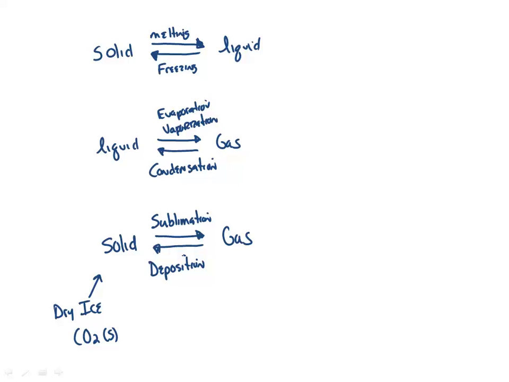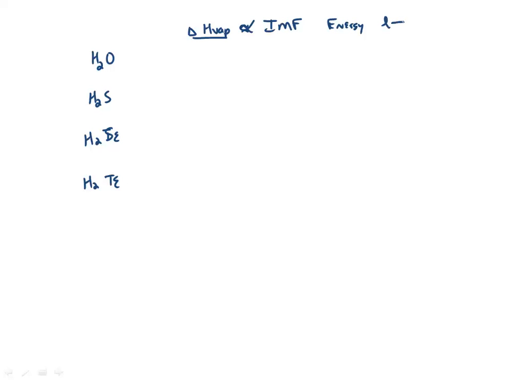One last thing we can mention, because I did find the numbers in my notes, and it does show that trend. Remember when we made that graph with H2O, H2S, H2Se, and H2Te? If we look at the delta H of vaporization, which is proportional to the intermolecular forces, because it's describing the energy to go from a liquid to a gas, that means breaking those intermolecular forces.